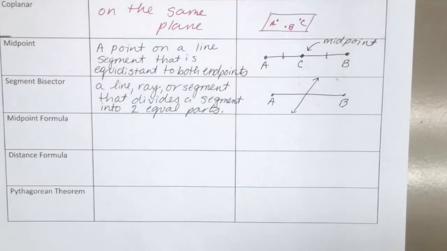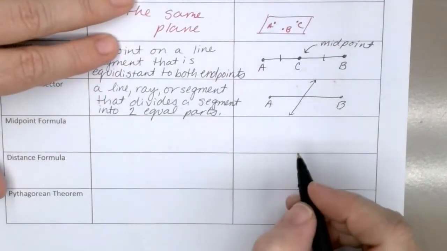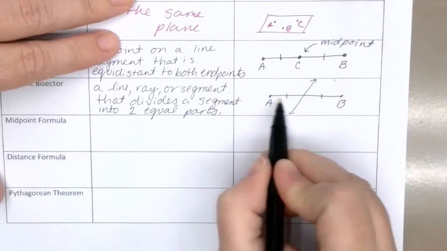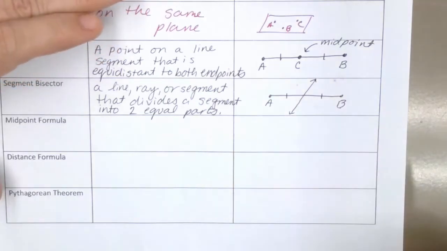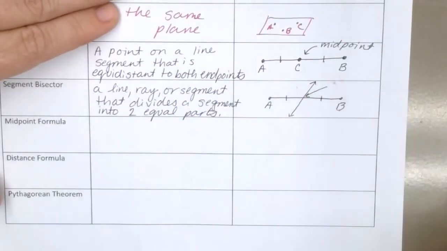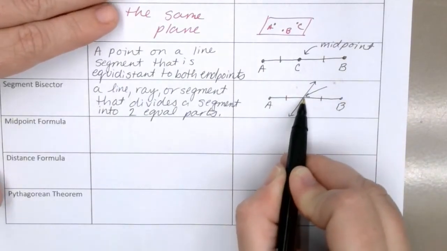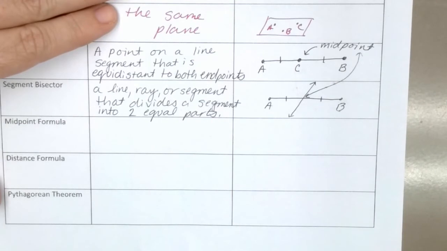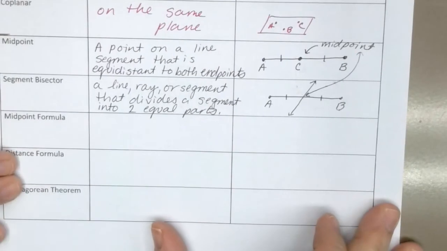So how do I know that that's going exactly through the middle? How can I mark that? I can put the little line right here and right here saying that this is the same length as this. So what would that tell us about a segment bisector? What do I know about that location right there? If this is equal to this, then that has to be what? It has to be the midpoint. If it's exactly in the middle and the two sides are equal, then that has to be the midpoint.